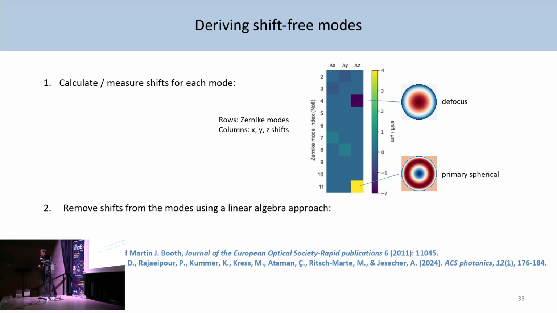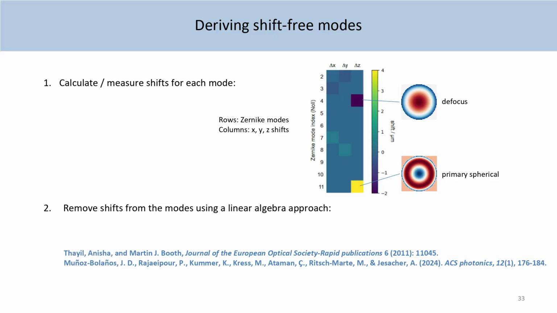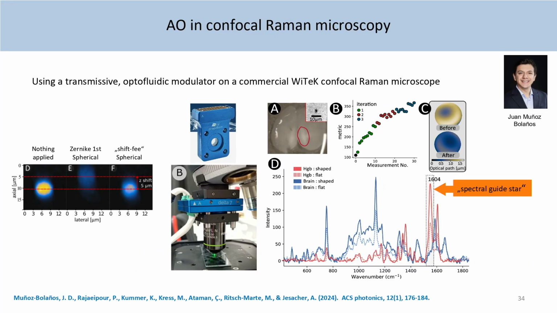Fortunately, you can undo those shifts, and this has been nicely described by Tyson and Booth. There's a paper, not very prominently published actually, 2011. If you are facing this problem, make sure to look into it. Everything is described there, and it's actually very easy to do. You can just measure the shifts you have in your system, maybe with the beads. We just apply every mode in turn, you measure the shifts they cause, you get a shift matrix like we have here, and then, using a linear algebra approach, you can get rid of those shifts and work with the new basis.